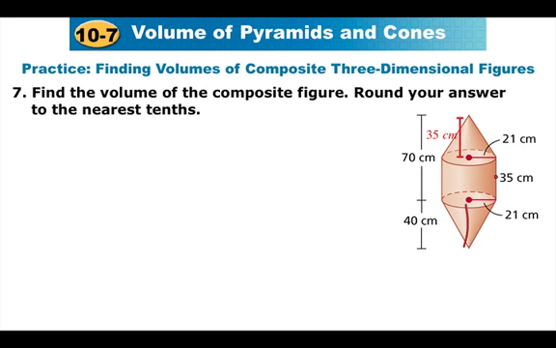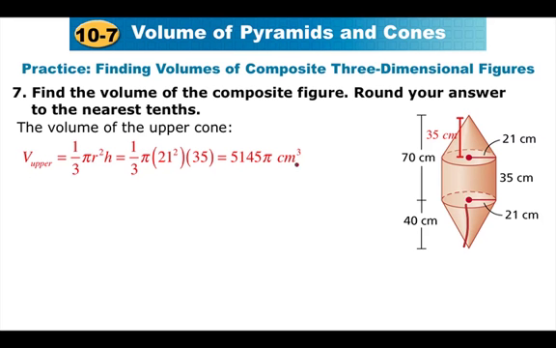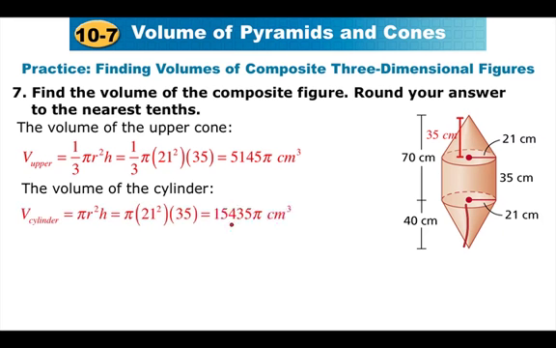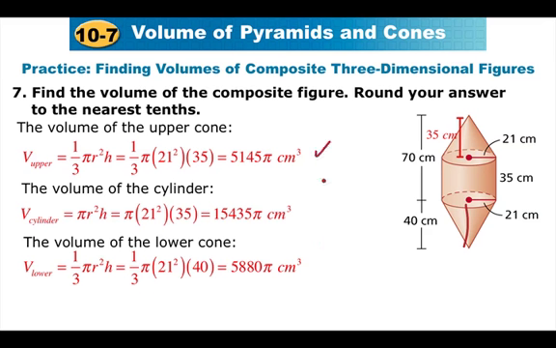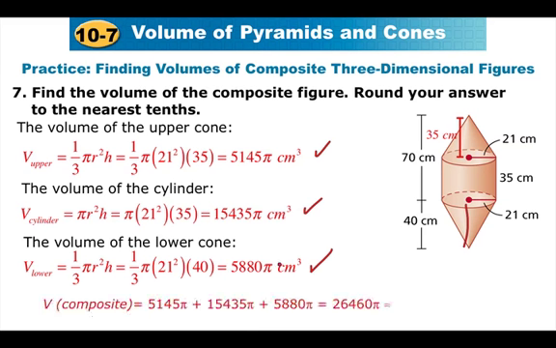Because this is 35. So let's go ahead and find the volume of the upper cone. You have the height, you have the radius. You get the following. Now let's find the volume of the cylinder. So you have the radius, you have the height. Is the following. And then now we're going to find the volume of the lower cone. You have the radius and then the height, 40. And now that you have these 3 volumes, the total volume of the composite figure is found by adding these, and then you round at the end to the nearest tenths, and this is what you get.